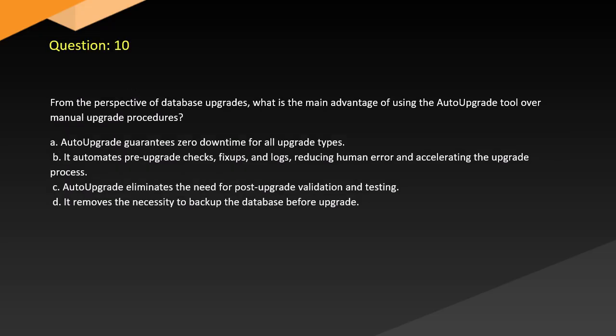Question 10. From the perspective of database upgrades, what is the main advantage of using the AutoUpgrade tool over manual upgrade procedures? A. AutoUpgrade guarantees zero downtime for all upgrade types. B. It automates pre-upgrade checks, fix-ups and logs, reducing human error and accelerating the upgrade process. C. AutoUpgrade eliminates the need for post-upgrade validation and testing. D. It removes the necessity to back up the database before upgrade.